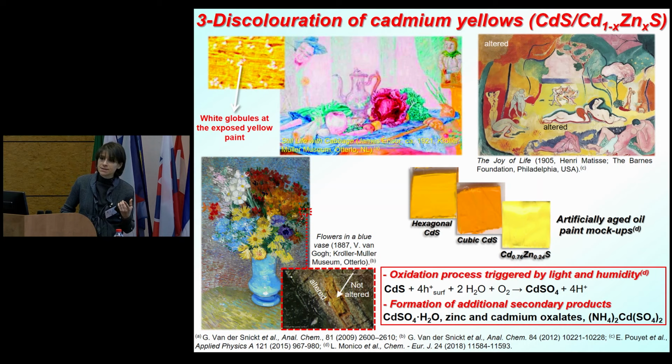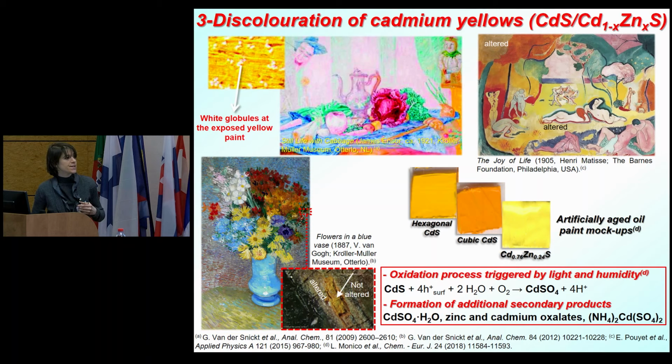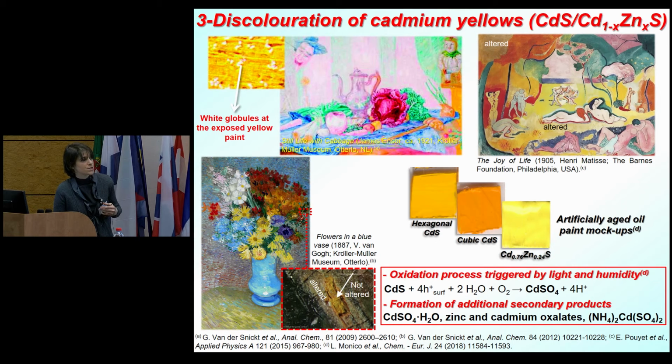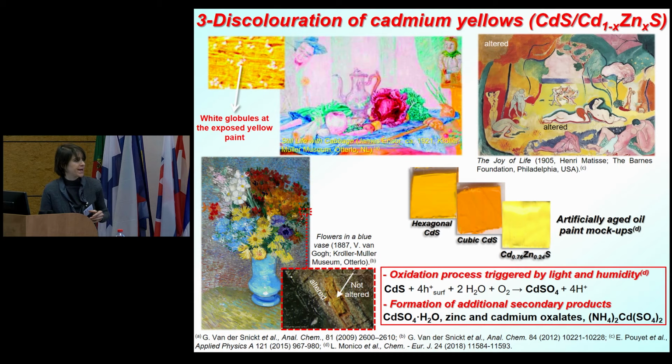Next to the presence of the sulfate, we could also find secondary products, including different forms of hydrated cadmium sulfate, zinc and cadmium oxalate, because cadmium sulfide can also be found as a solid solution with zinc, and other chemical compounds mainly found in the original paintings. So, as an example, I will show you how we can use XANES spectroscopy for studying this kind of process and what problems we can have.